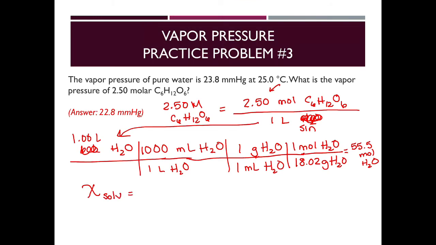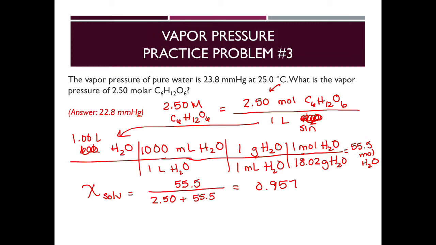And then we can do our mole fraction of our solvent. Again, it's going to be our moles of our solvent over the total moles. So we have 2.50 moles of our solute plus 55.5 moles of our solvent, right? And so we are going to get 0.957 as our mole fraction.